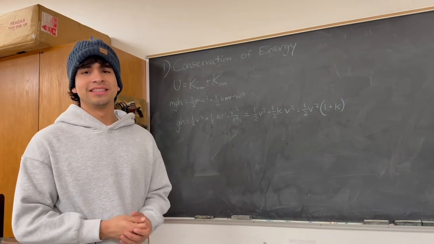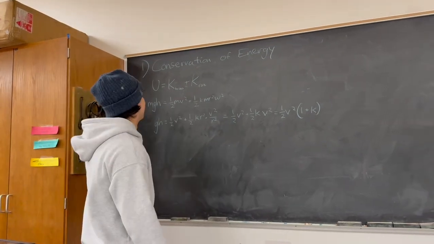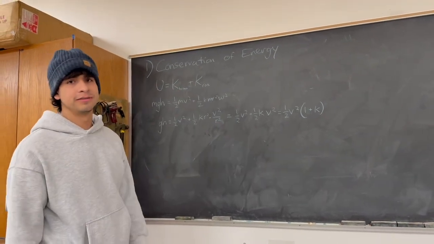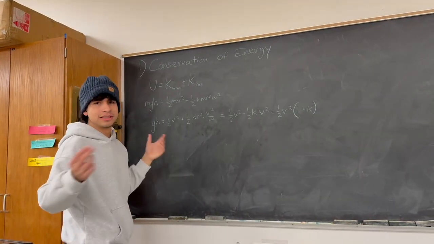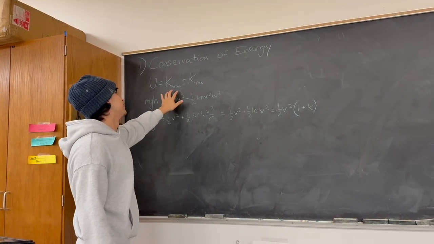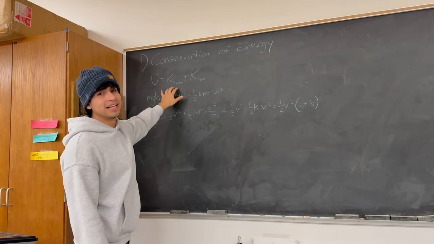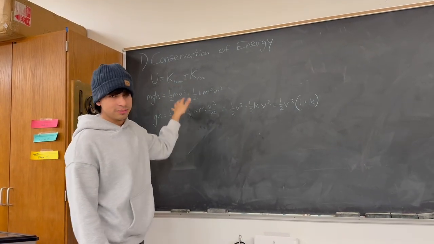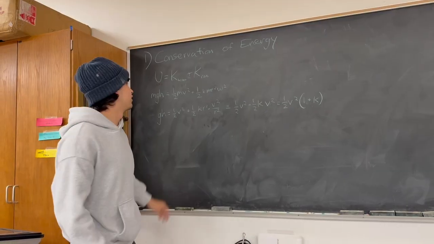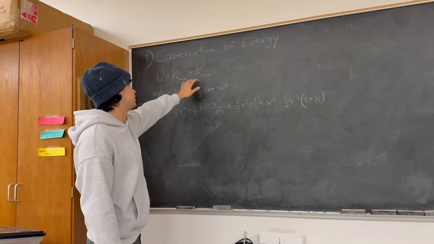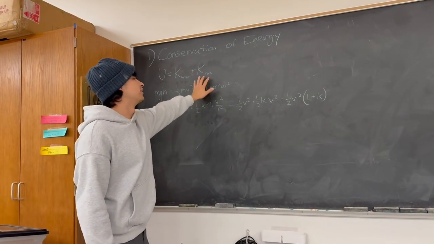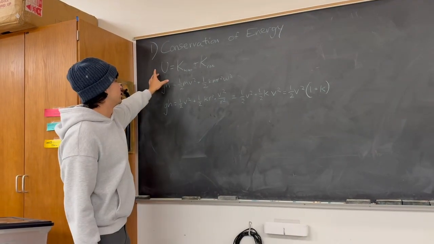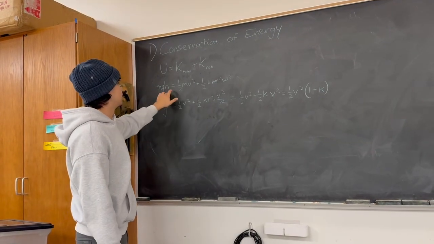Hey guys, so this is going to be the theory for our experiment. First we're going to be talking about the conservation of energy. As you know, in a closed system, the potential energy equals what the kinetic energy used to be. The two components of that are the translational kinetic energy and the rotational kinetic energy. The potential energy formula is mgh.